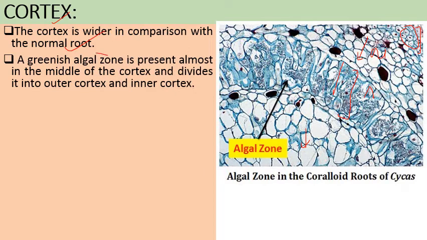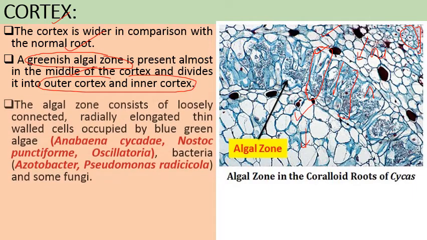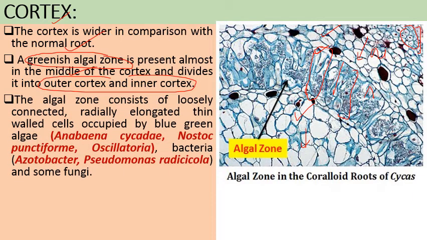A greenish algal zone is present in almost the middle of the cortex and divides it into outer cortex and inner cortex. The middle region is occupied by the blue-green algae. The algal zone consists of loosely connected, radially elongated, thin-walled cells occupied by blue-green algae like Anabaena cycadeae, Nostoc punctiforme and Oscillatoria. These are some blue-green algae which inhabit the root of Cycas.